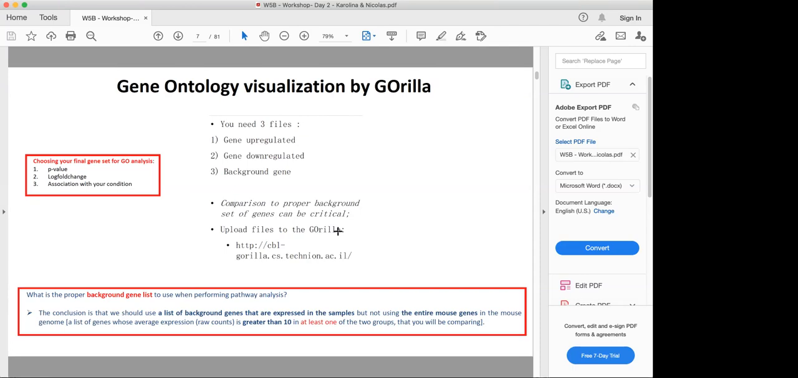We want it to be as high as possible, like plus 8, plus 9, and so on. Sometimes it's impossible; it depends on the data set you are dealing with. Or log-fold change as low as possible, like minus 7, minus 8, or something like this. The first thing you would consider while choosing your final gene set is the association with your condition. For example, if your disease is schizophrenia versus control, then you would check if any of those genes are associated with any neurological disorders or neurological functions.